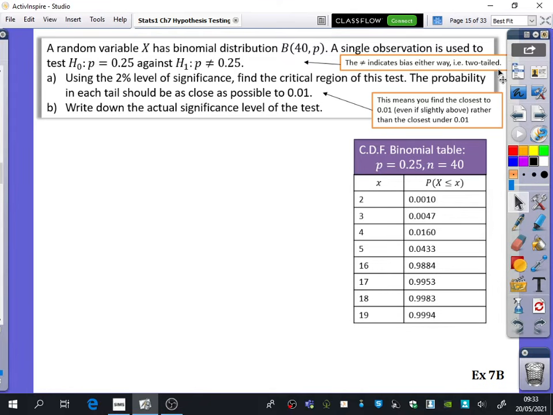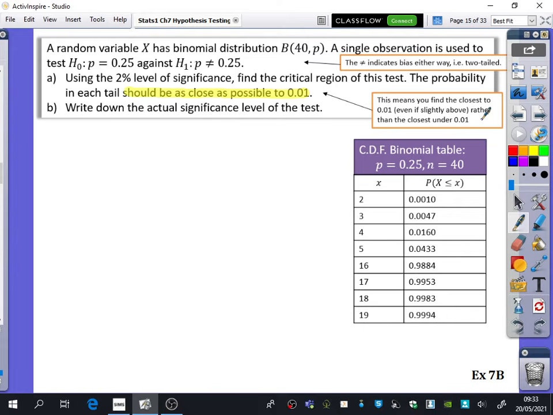It then says, using the 2% level of significance, find the critical region of this test. The probability in each tail should be as close as possible to 0.01. So previously, we wanted the probability to be below 0.01 or above 0.99. This time they're asking for something slightly different. They're saying they want the probability to be as close as possible to 0.01. And what I've written in here means you find the closest to 0.01, even if it's slightly above, rather than the closest one under 0.01.